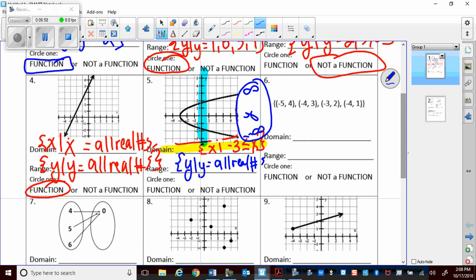Can you create a vertical line out of 2 points on this graph? So pick an x value, pick a number between -3 and 5. 4. So if I put a dot up here where x equals 4, and I put a dot down here where x equals 4, can I create a vertical line? Yeah. Because I can do that, it's not a function. Is that clear?